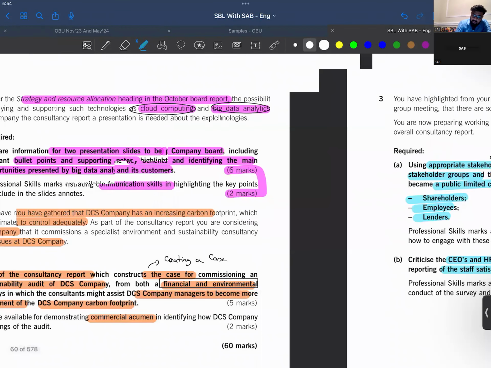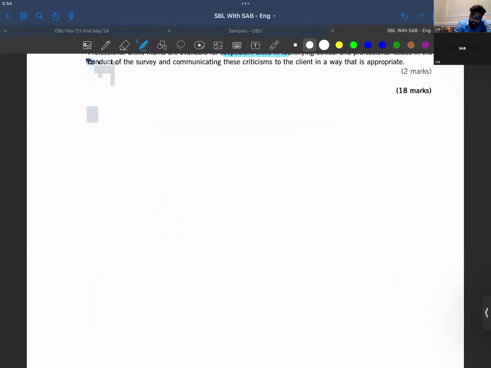So if we summarize the requirements, right? Now what have they demanded? If we just summarize, right?